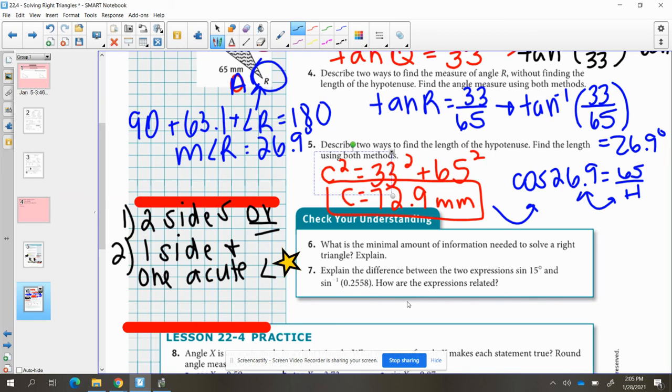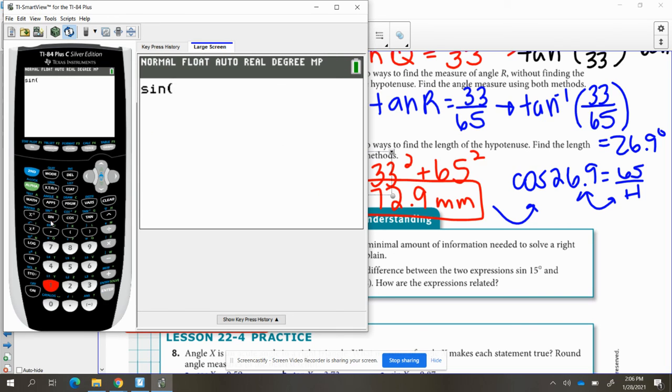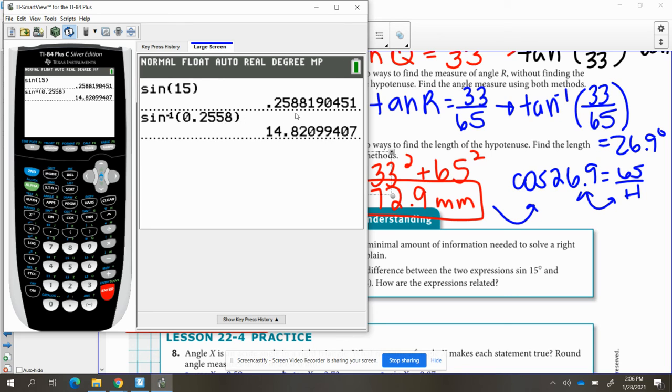And then the difference between these last two is that these are inverse operations. If we take sine of 15 in our calculator, what we're going to see is that sine of 15 is 0.2588, and if we take the inverse of 0.2588, we get the opposite answers, right? They're inverses of each other. So again, we use inverse to find the angle. We use this to find a side length, just the regular trig ratio.